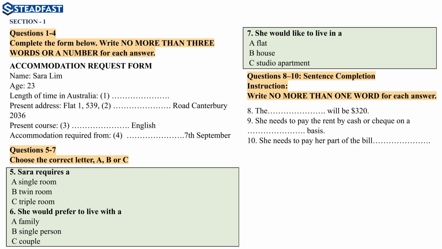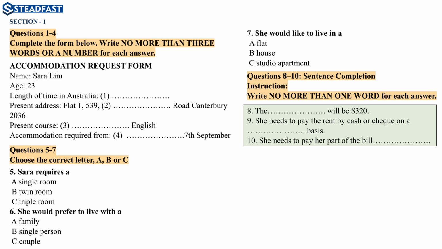The next questions 5 to 7, multiple choice. You have to choose the correct letter A, B, or C. Listen for room type, preferred people to live with, and type of accommodation. 8 to 10 sentence completion. Write no more than one word. Listen for cost, payment method, bills, and responsibilities.